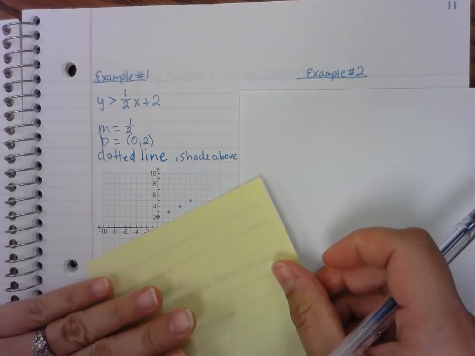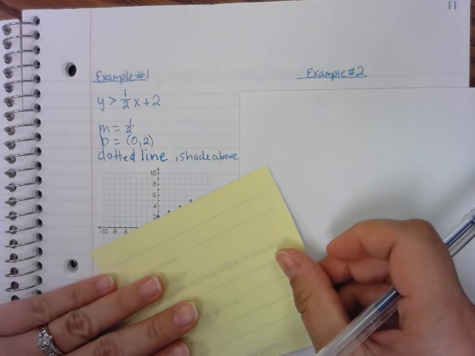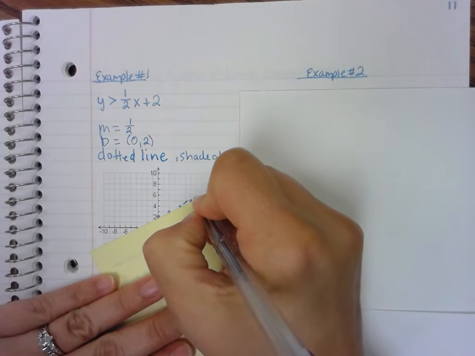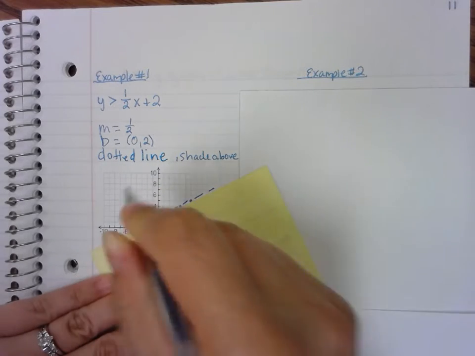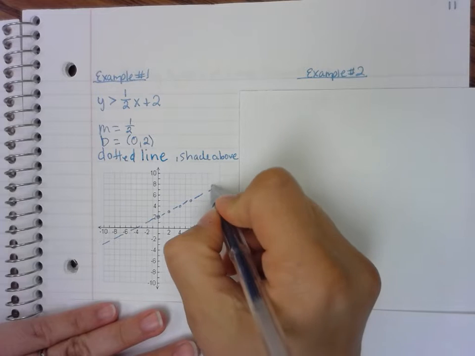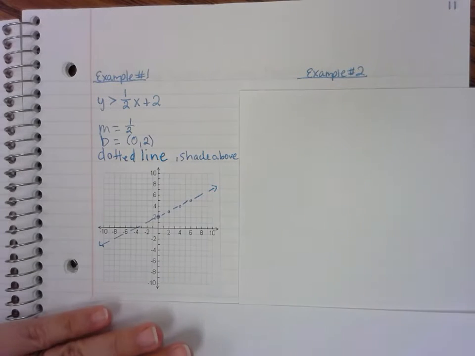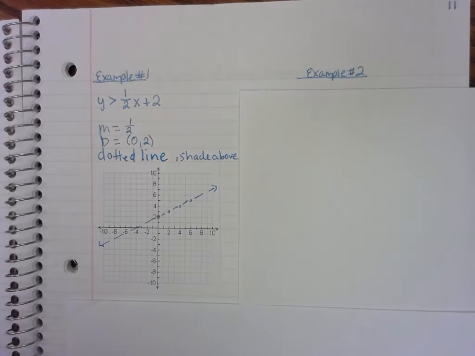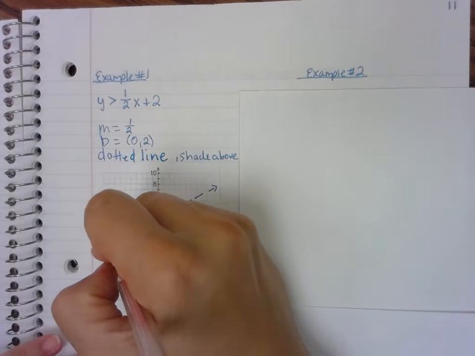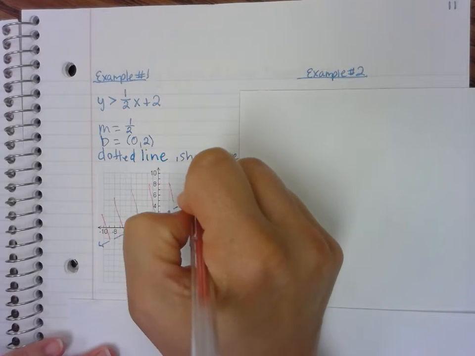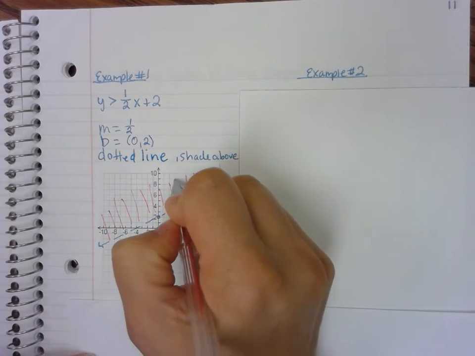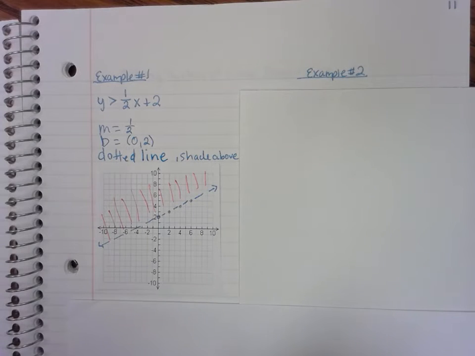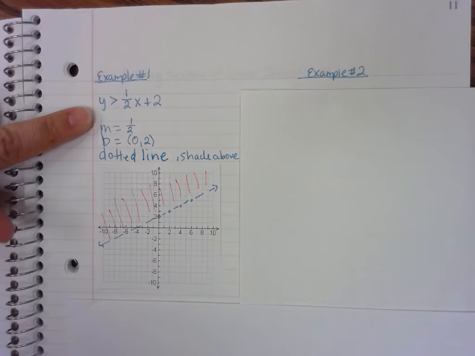So as you can see here, I'm using a piece of paper and I'm not connecting it. I am creating a dotted line with arrows on either side, and I'm going to shade above. Above means up. So I'm just going to fill my graph in with the area above. It doesn't have to be fancy, just 2 lines. You can squiggle if you want. And that is y is greater than 1/2 x plus 2.